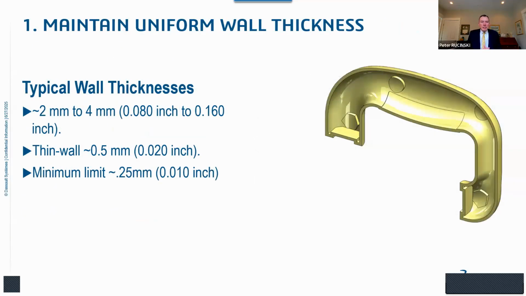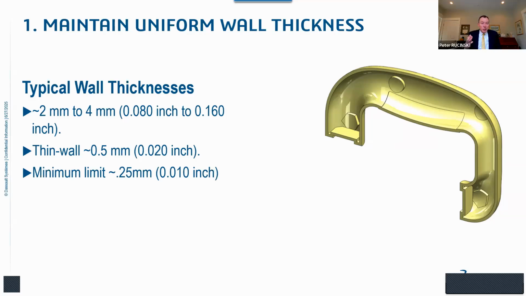So now digging into the detail. Number 1, maintain uniform wall thickness. Typical or average wall thicknesses for injection molded parts are usually in the range of about 2 millimeters to 4 millimeters. You can certainly have thinner parts than that. Maybe the minimum limit is about 1/4 of a millimeter or 10,000ths of an inch.